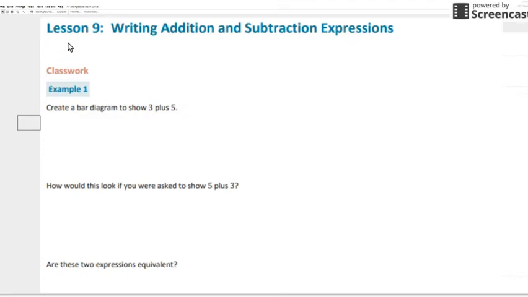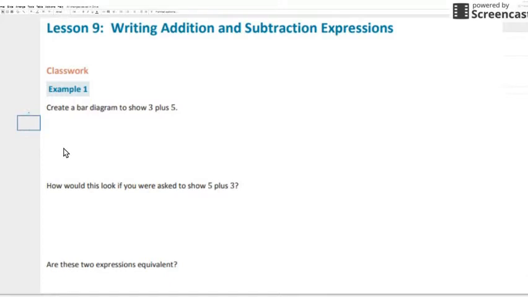All right, hello students. Today we're moving on to lesson 9, writing addition and subtraction expressions. Today we're going to talk about how we take sentences or phrases and convert them into an addition or subtraction expression. So let's go ahead and go with example 1. I create a bar diagram that shows 3 plus 5.